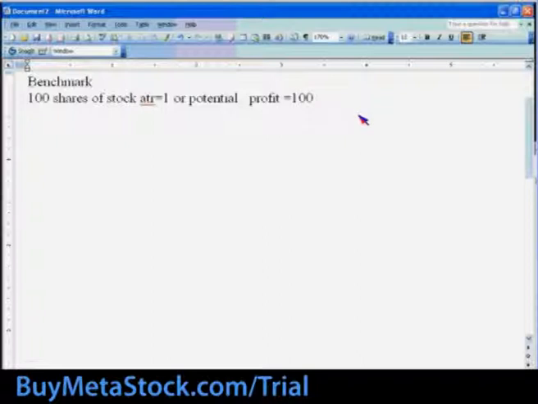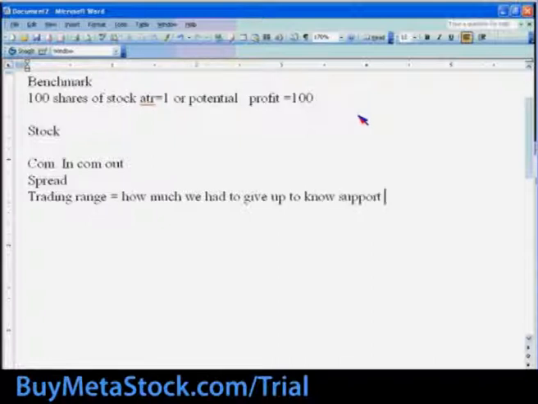Okay. Now, if I'm going to trade a stock, what are my costs of trading stock, Dick? Yeah, the spread. So at Thinkorswim it's $5 in, $5 out. So the spread, and then we have trading range cost. The trading range cost equals how much we had to give up to know support is support. Okay? So the commission in, commission out at Thinkorswim is 5 plus 5, and the spread is $1 per 100. So the total cost for trading our stock is going to be $11, or 11% of my potential profit on the day.